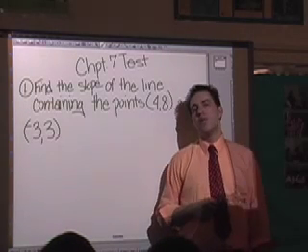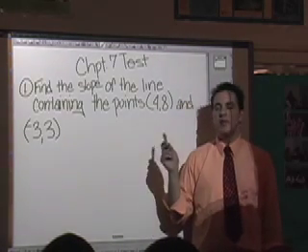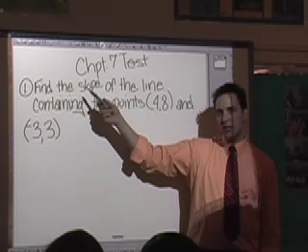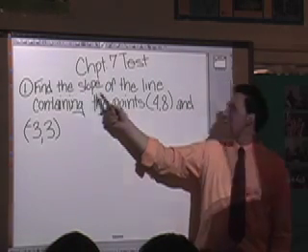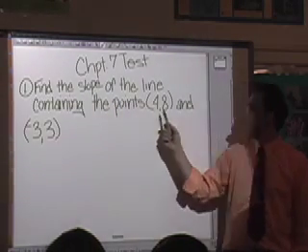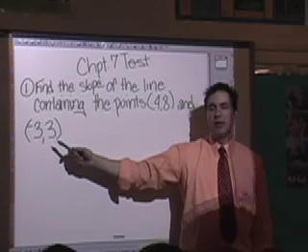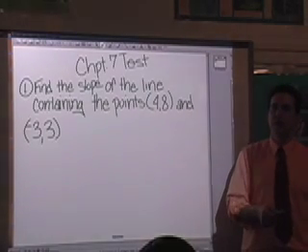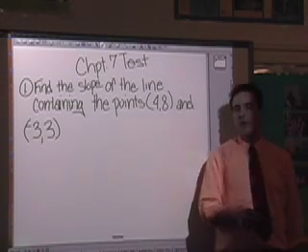Okay, we're now going to go over the Chapter 7 test. This is part 1 of the Chapter 7 test. Question number 1 asks you to find the slope of the line containing the points (4, 8) and (-3, 3). So I'm going to have Emily come up and do it. She's going to figure out what formula we use and how to solve it.